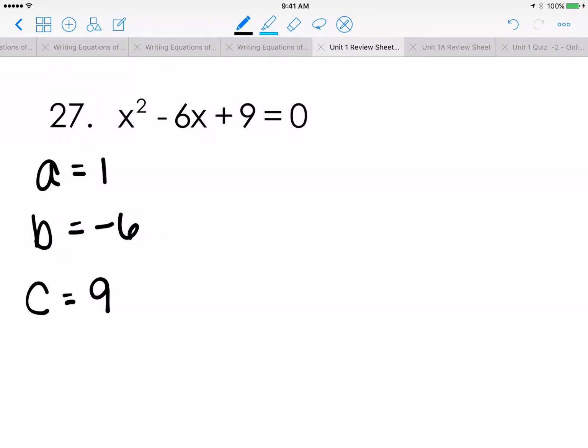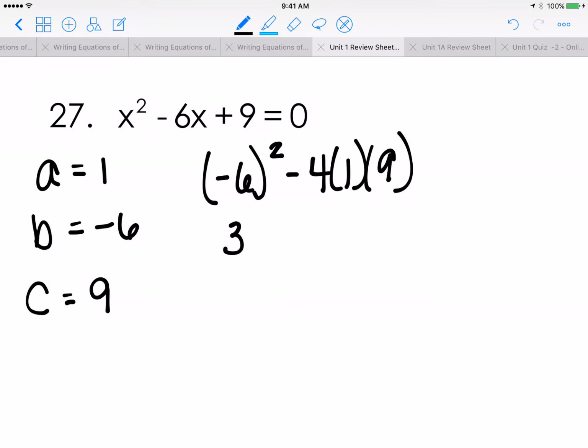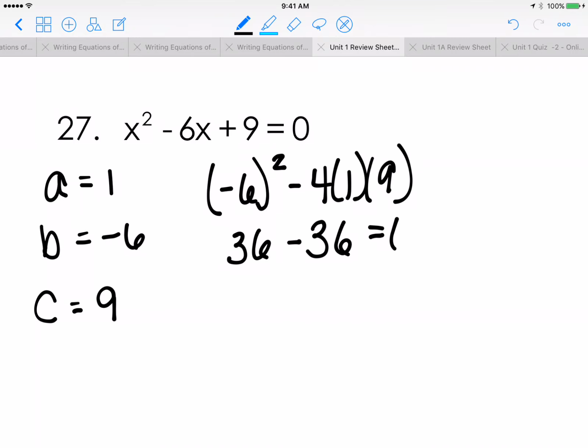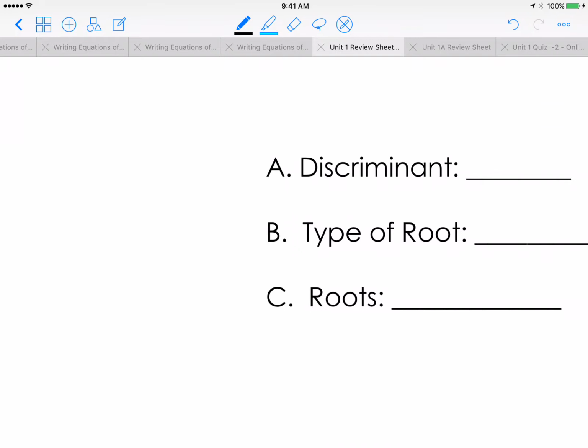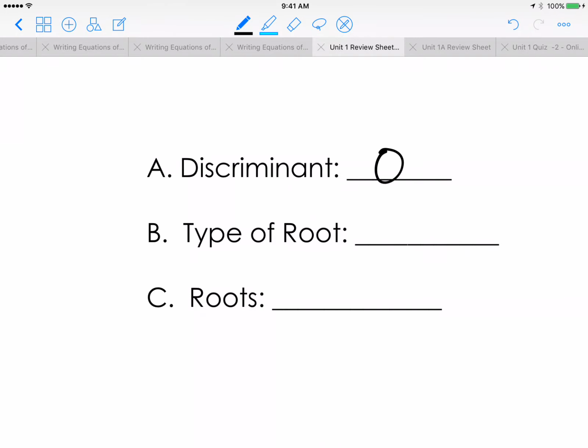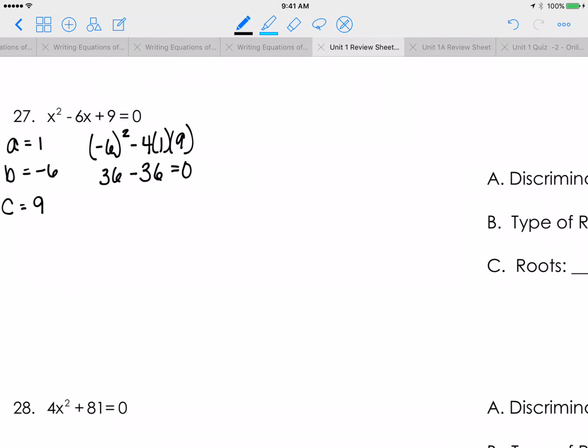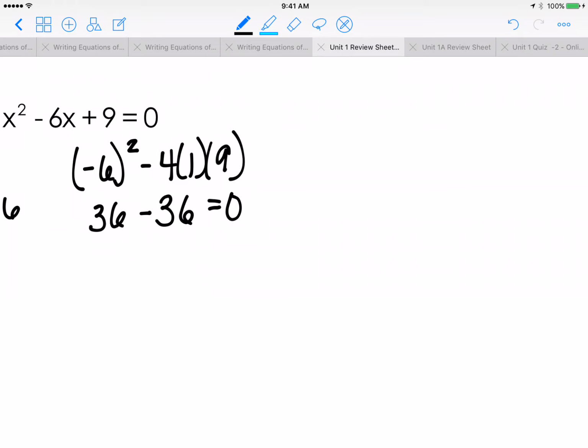So the discriminant is negative 6 squared minus 4 times 1 times 9. So we get 36 minus 36, and that gives us a 0. So our discriminant is 0. So what does that mean our types of solutions are? Well, hopefully you'll say one real. Now let's go determine what that one real is.